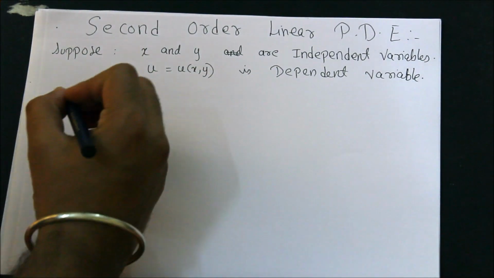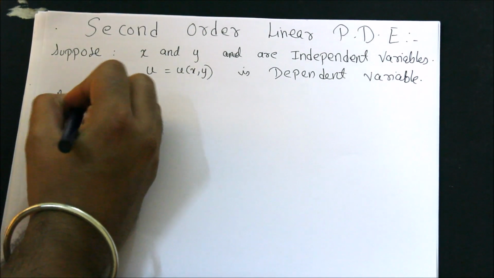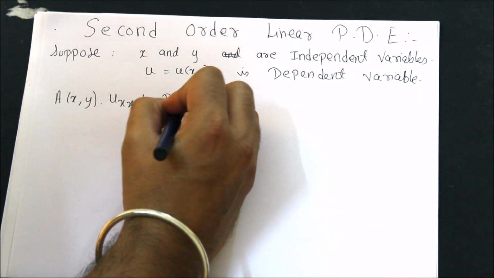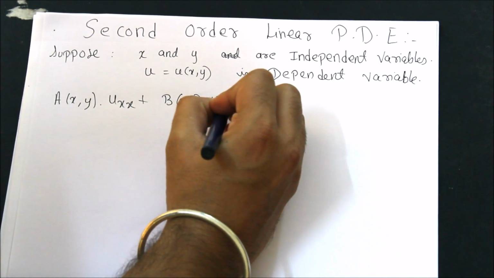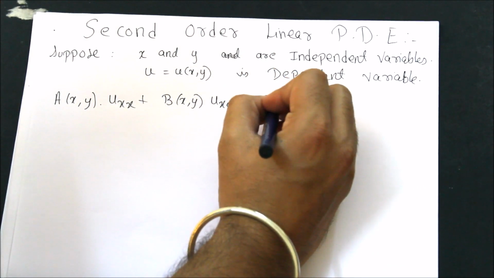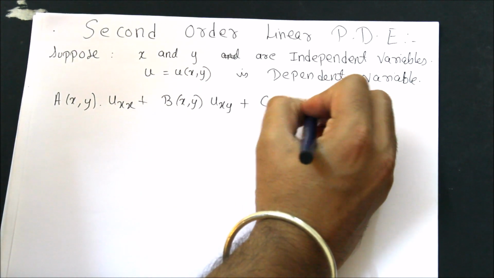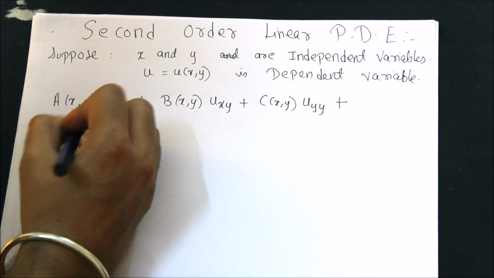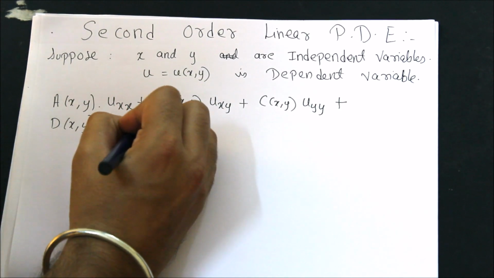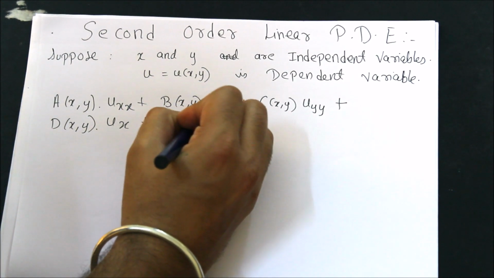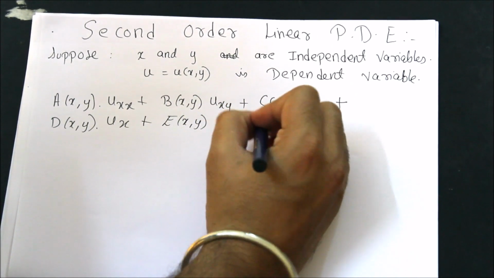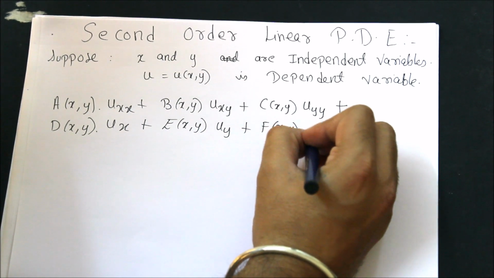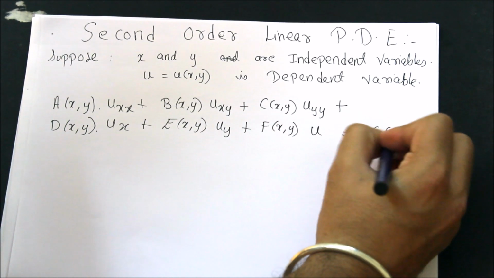form. Which form? It is of the form a of xy into uxx plus b of xy, second order. That means it will involve second order derivatives, uyy, plus the lower orders, that means plus d of xy into ux plus e of xy into uy plus f of xy into u is equal to g of xy.